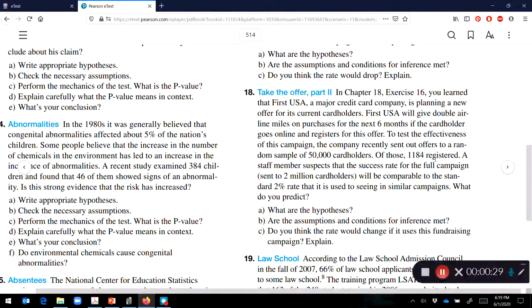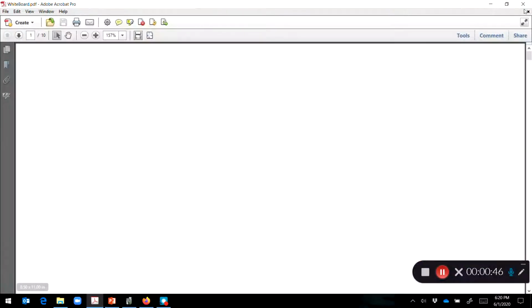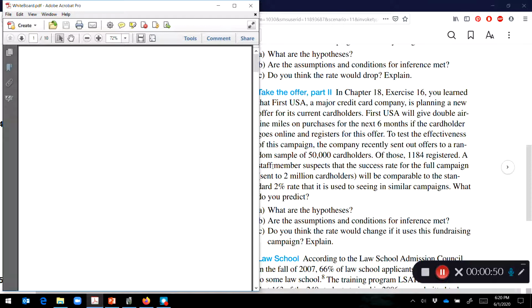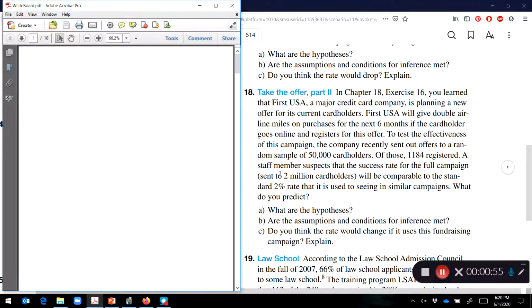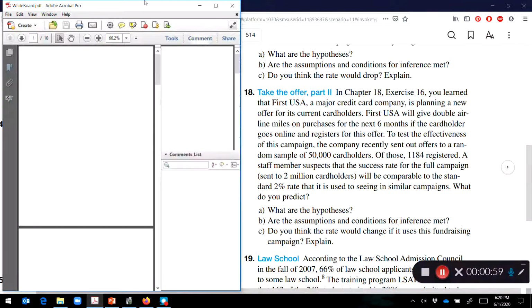Of those, 1184 registered. A staff member suspects the success rate for the full campaign will be comparable to the standard 2% rate seen in similar campaigns. What do we predict? The first thing we want to do is write down what our hypotheses are. Notice that we think it's going to be like the standard 2% rate, so that would be our null hypothesis.